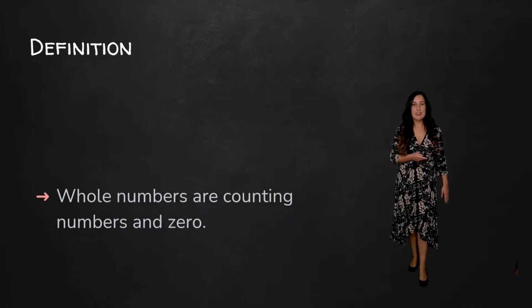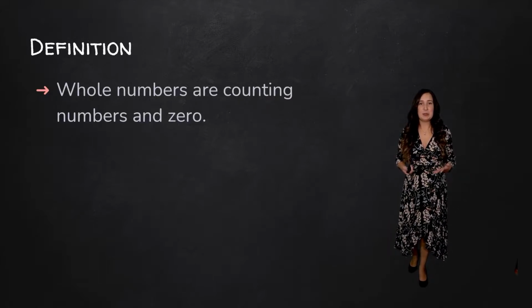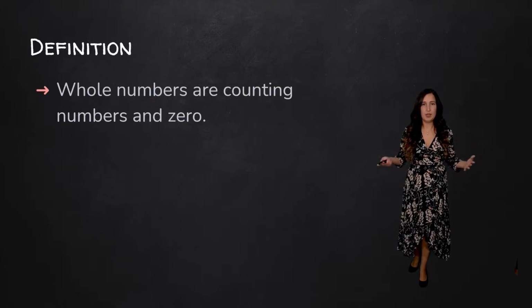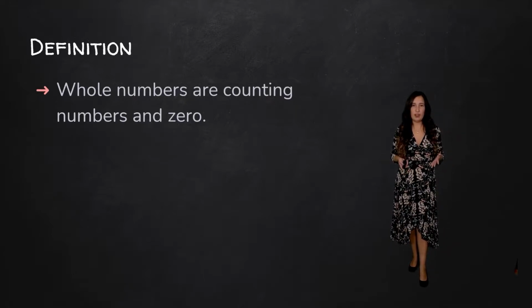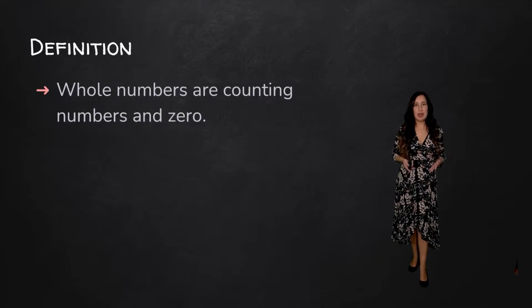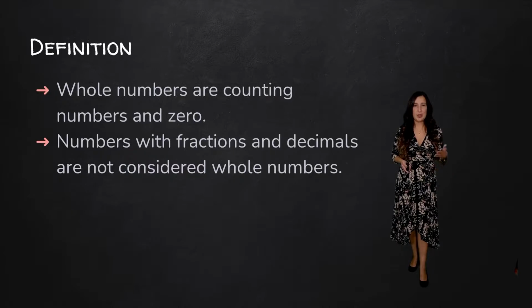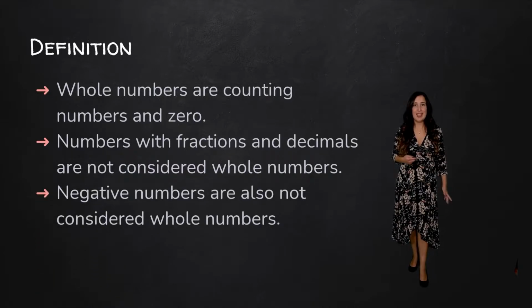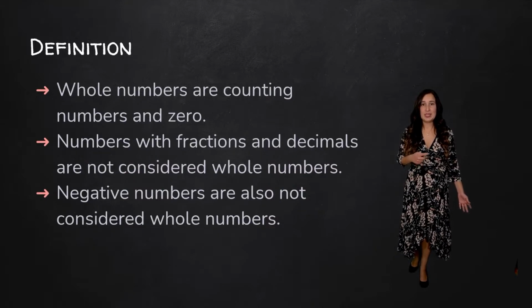Whole numbers are counting numbers and zero. Counting numbers are numbers like 1, 2, 3, 4, 5, and so on. Although 0 is not a counting number, it is still part of our whole numbers, so just be mindful of that. Now, numbers that are not whole numbers are fractions, decimals, and even negative numbers. So just be mindful that those are not whole numbers.